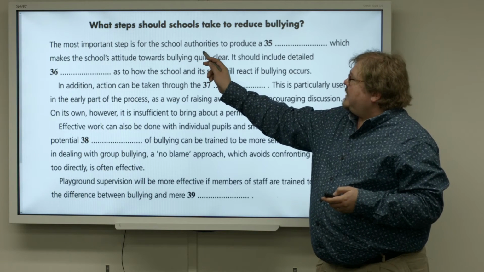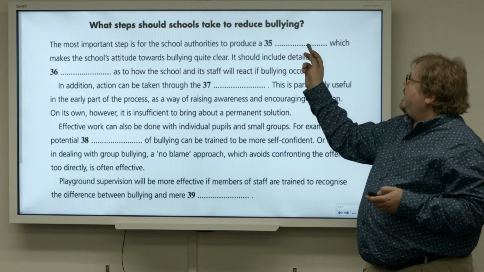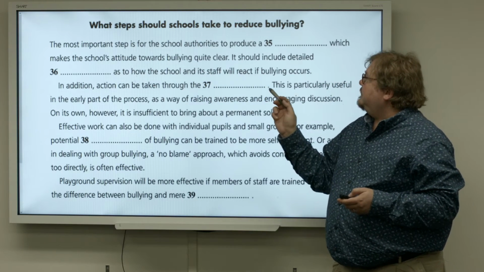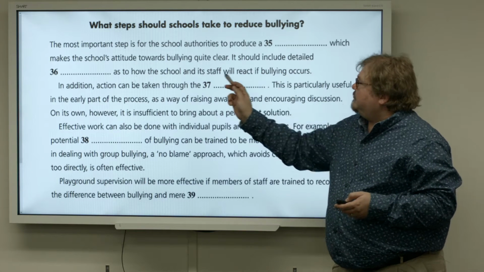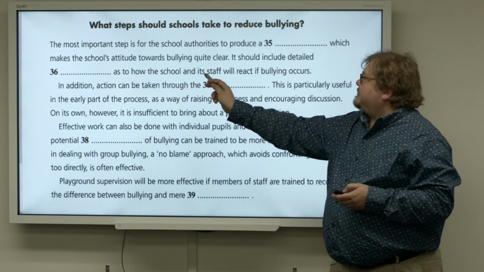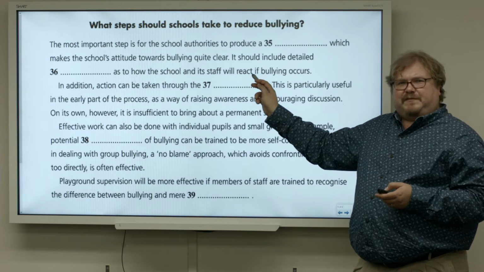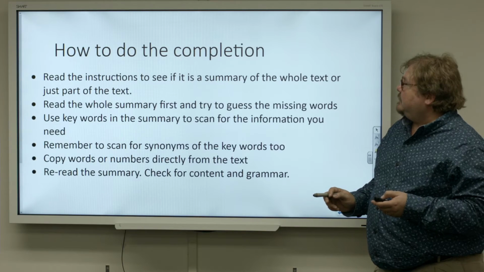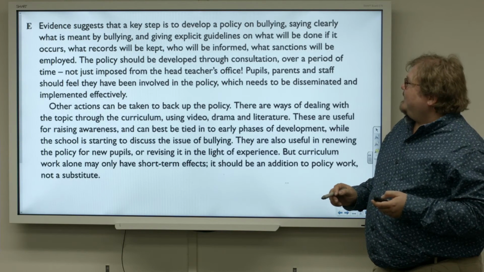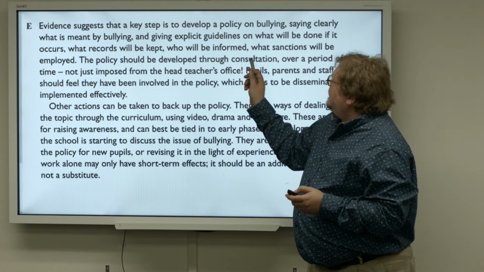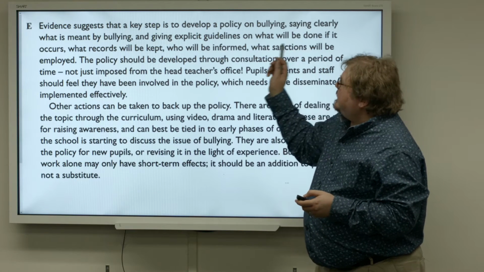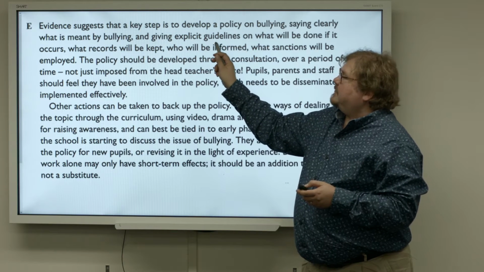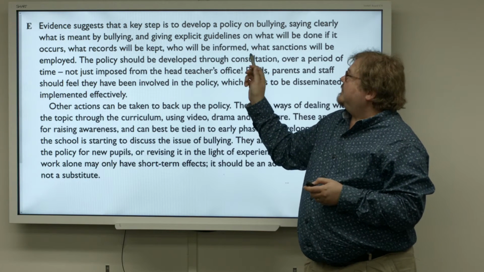So the most important step is for the school authority to produce a blank, which makes the school attitude towards bullying quite clear. It should include detailed blank as to how the school and its staff will react. So we saw a phrase that was a lot like that, right? Let's go back. So what will be done if it occurs? If we look back there, maybe that word guidelines fits in there.